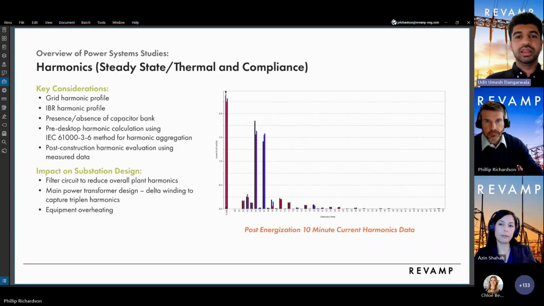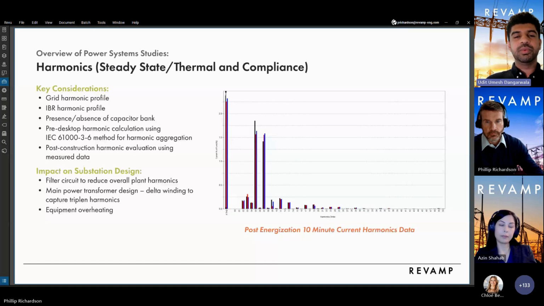Some of the inputs that can impact the harmonics in the plant are the grid harmonic profile, the inverter-based resource harmonic profile, and the presence or absence of a capacitor bank at the substation. Due to the presence of a capacitor bank, the impedance profile of the system can look very different under different harmonic orders. As a result, there might be resonant conditions for some harmonic orders, and that may result in harmonics exceeding the permissible thresholds.